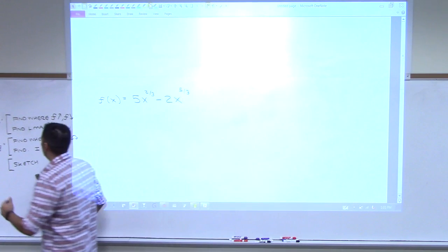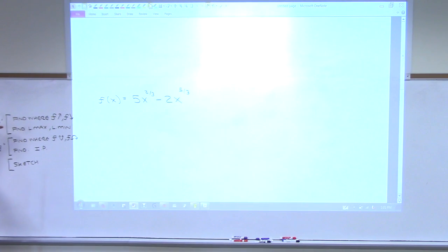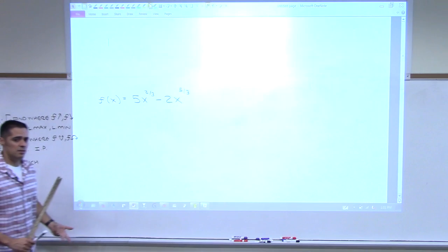What we're going to do today is continue with this, but we're going to add one more thing. Not only are we going to find where the function is going up and down, find the local max and mins, find where it's concave up and concave down, and find the inflection points. At the very end, we're going to use all this information to do a quick sketch of the function.